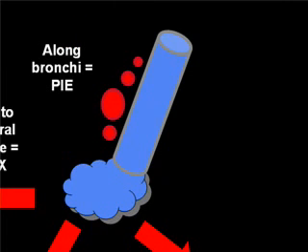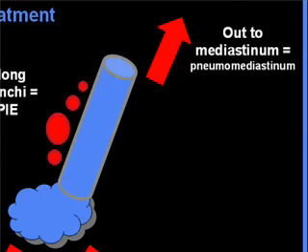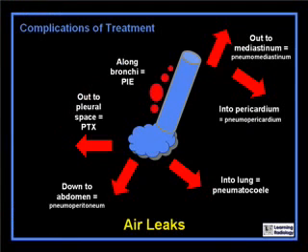Air can extend along the bronchus and lymphatics to produce pulmonary interstitial emphysema. Air can extend out to the mediastinum to produce a pneumomediastinum. Or air can sometimes extend into the pericardium to produce a pneumopericardium.